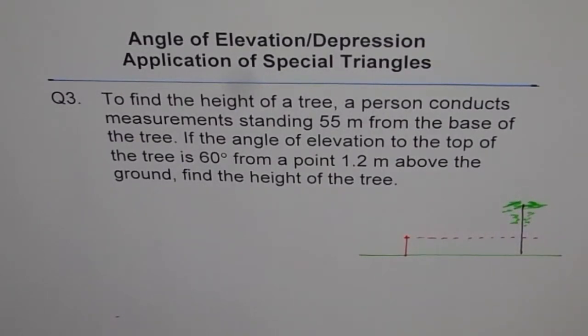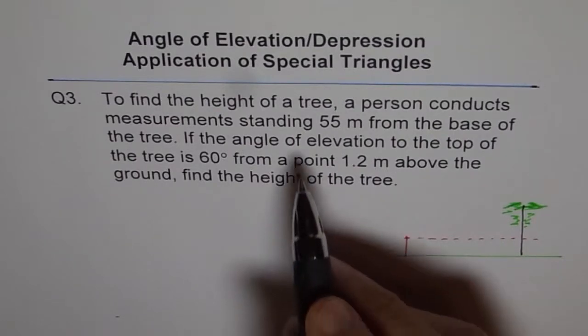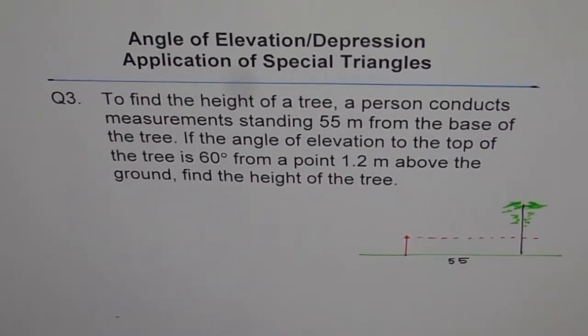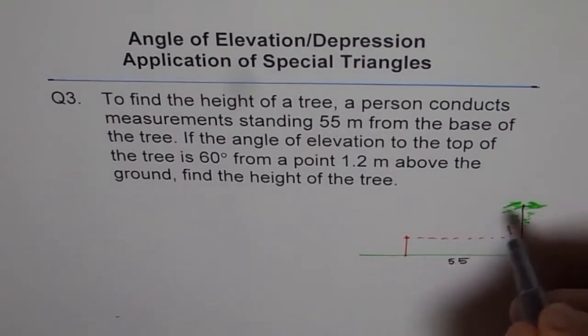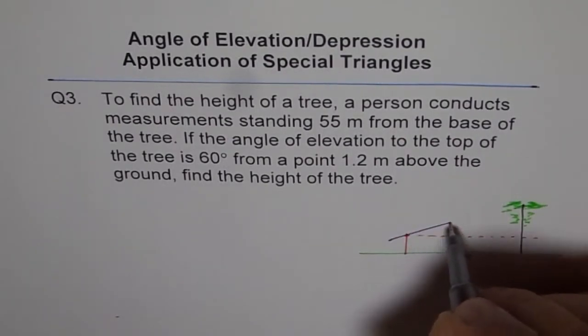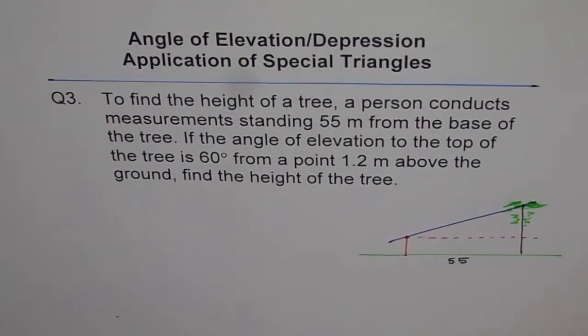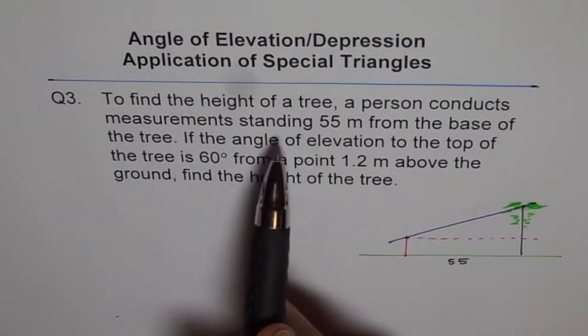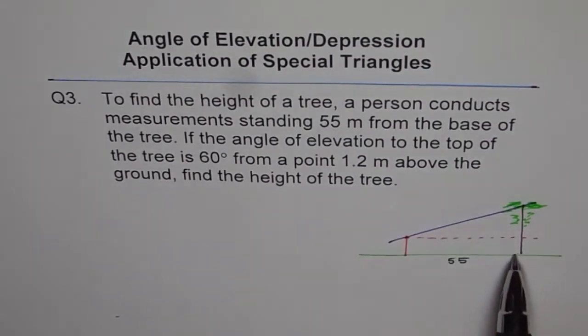Now the measurements are being done from this angle, and it says the distance of the person from the tree is 55 meters. So this is 55 meters for us, and the angle is to the top of the tree. Let's make this angle to the top of the tree and now figure out what we have. So what we have here is, to find the height of a tree, a person conducts measurements standing 55 meters from the base of the tree.